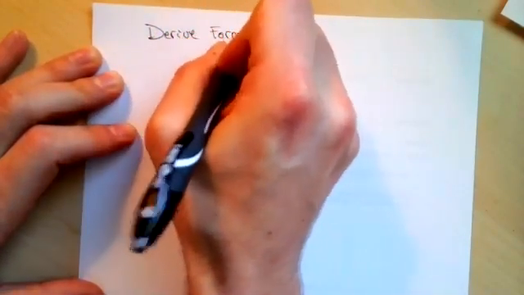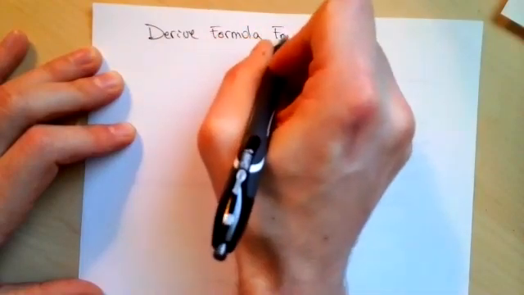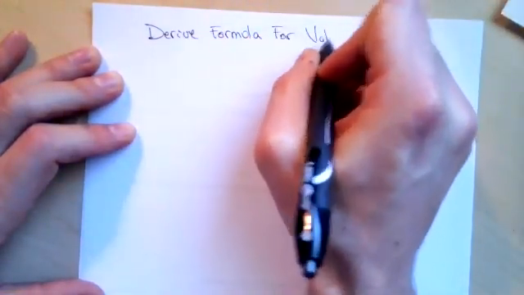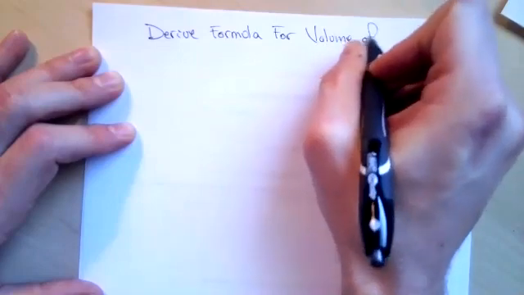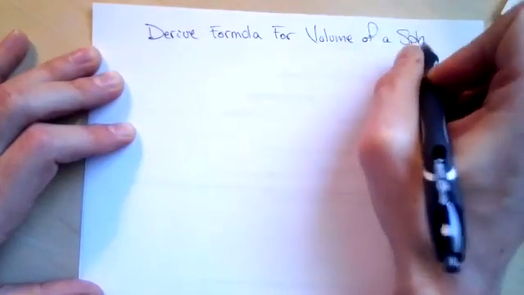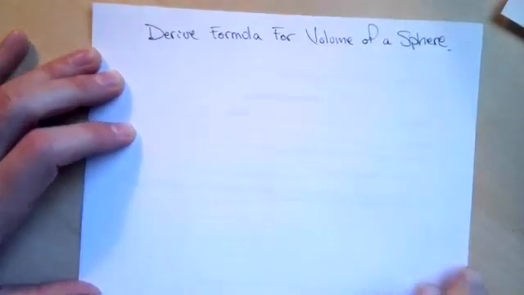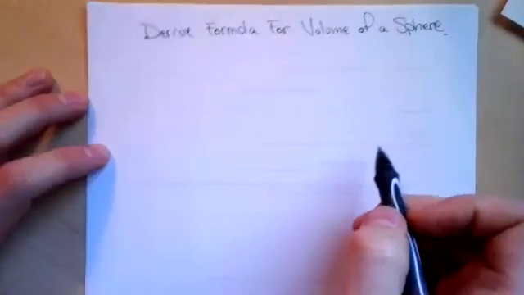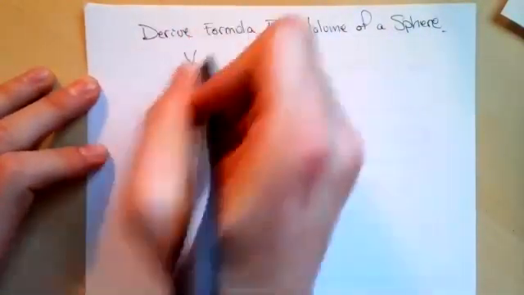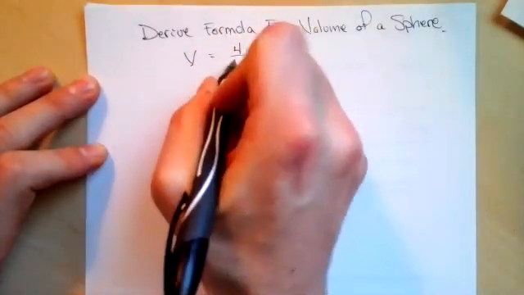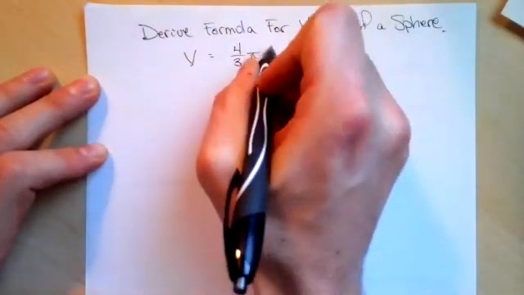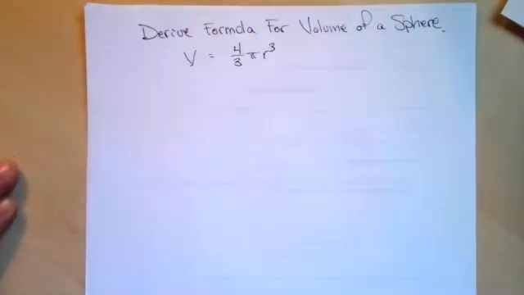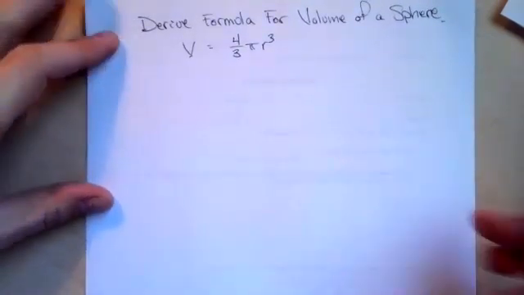Derive the formula for volume of a sphere. What's the volume of the sphere? Anyone know the formula? 4/3 pi r cubed. Yes, sir. Sorry. Where does this come from? So let's try to derive it now. We've got the tools to do so.